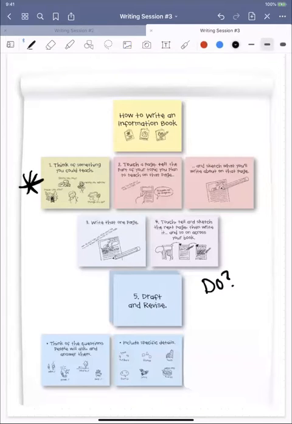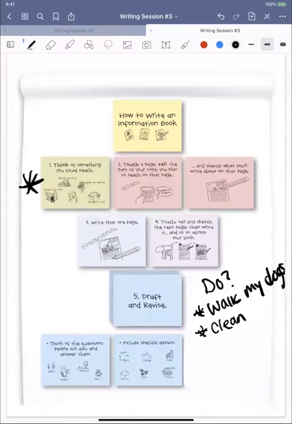You could think about maybe, what do you do? Well, some things I do is I walk my dogs every day. Maverick, Marlo, and McCoy, they love going on walks. So I could write about that. Let's see. I clean my house. I don't do it as often as I probably should, but I could still write a book about that. So take some time to think about what are some things that you do.